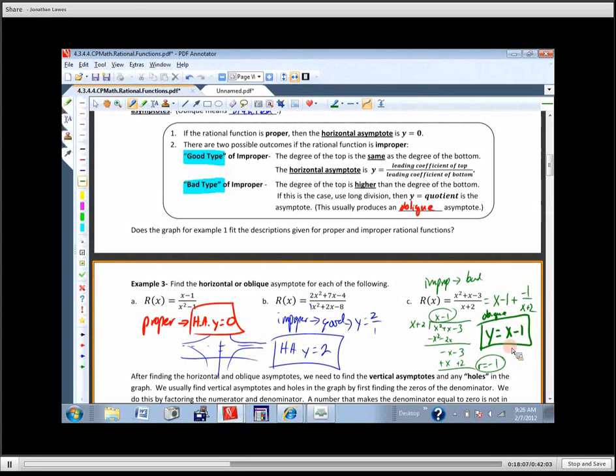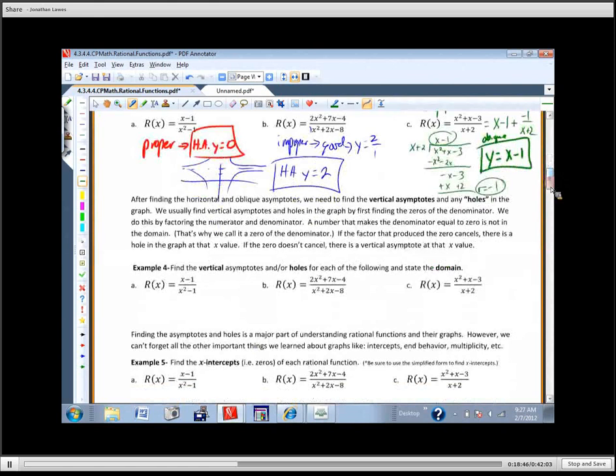Okay? Any questions there? So horizontal asymptote, if it's proper, y equals 0. If it's the good type of improper, it's y equals leading coefficient over leading coefficient. Okay? And if it's the bad type of improper, we just do a little bit of long division and write y equals whatever the quotient is. That's it. We don't have too many of these. We have a couple of them. They're actually not that bad. Other than the division, they're actually easier. Any questions there? Everybody understand the words proper and improper? All right, let's keep going then.